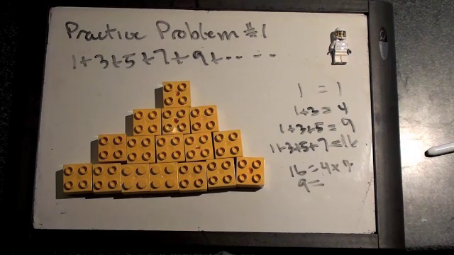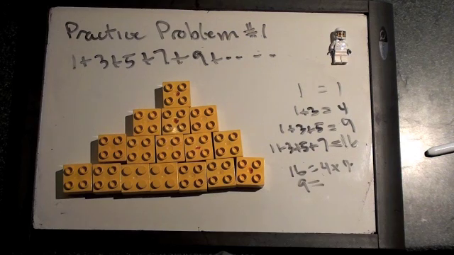16 is 4 times 4. It's the same number times the same number. What about 9? Well, 9's odd. No, you're multiplying. So 9 times 2 is 18. What two numbers multiply together to be 9?